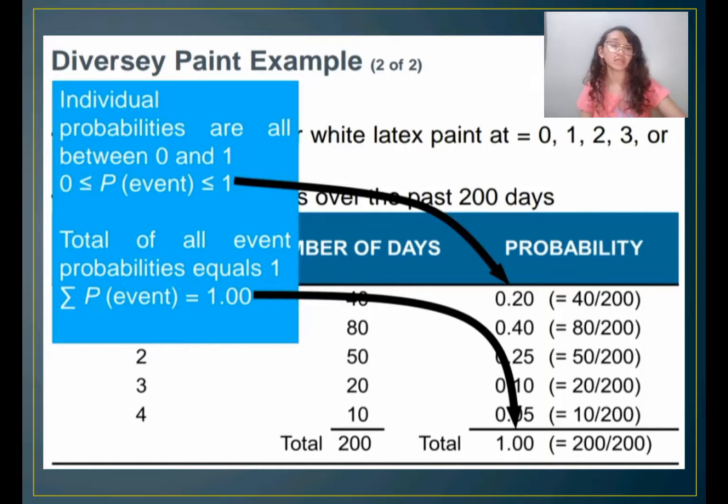So this is the probability. Individual probabilities are all between 0 and 1: 0 is less than or equal to the event probability, which is less than or equal to 1. Then the total of all event probabilities equals 1. So 0.20, 0.40, 0.25, 0.10, and 0.05 add up to 1.